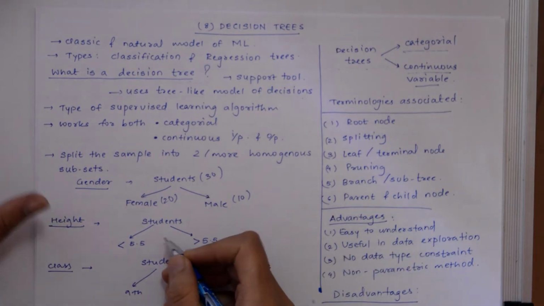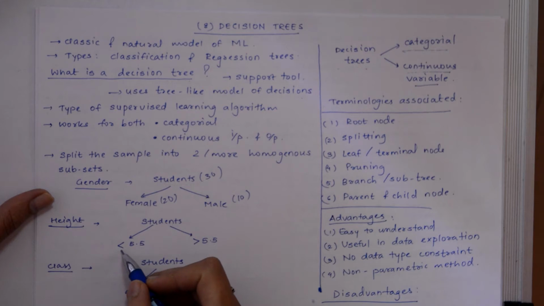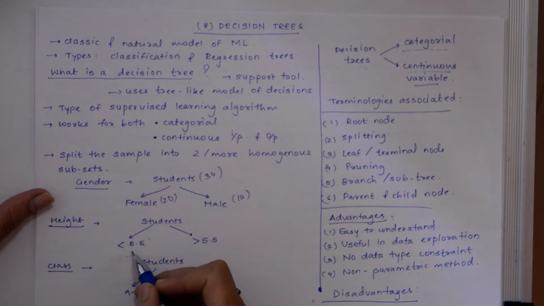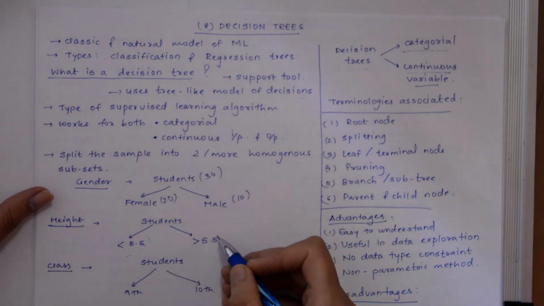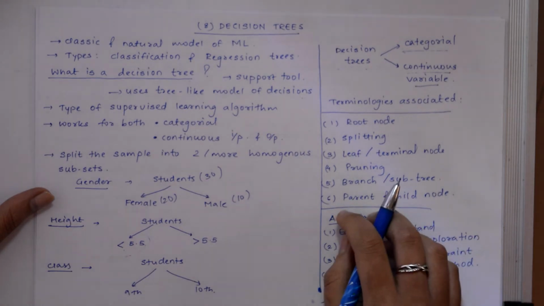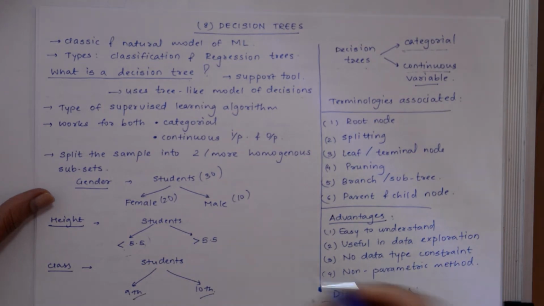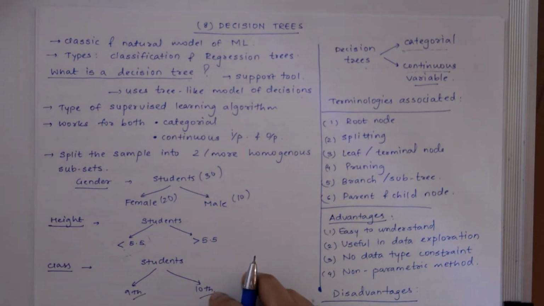In case of height, we want to differentiate students on the basis of their height. So the first class is those having height less than 5.5 and those having greater than 5.5. And similarly, we have differentiated students in the case of the class which they belong in.